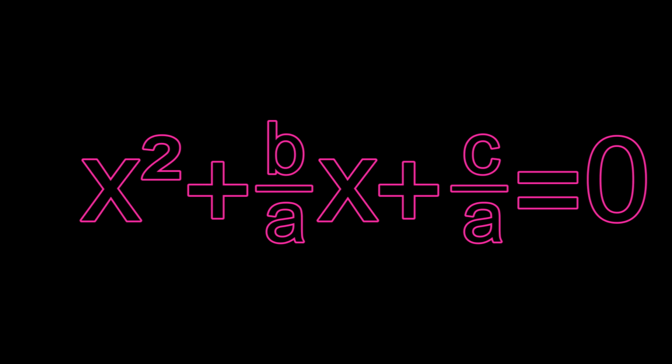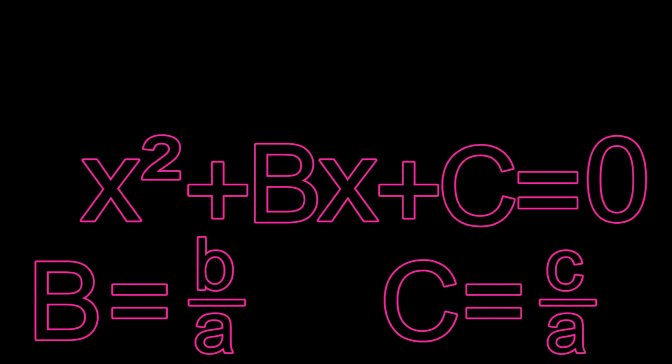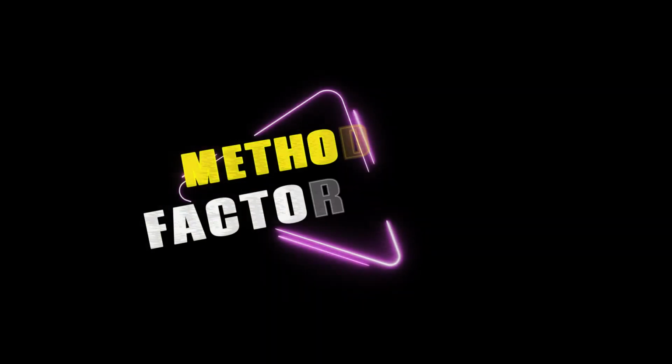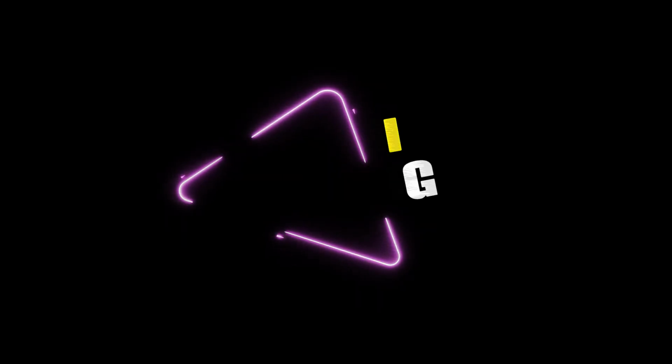B over a is just some number, so we're going to relabel it as capital B, and we'll make a note that capital B is equal to little b over a, just to keep things tidy. C over a is also just some number, so we'll do the same thing for that. The first method that you can use for simple equations is a method known as factoring.